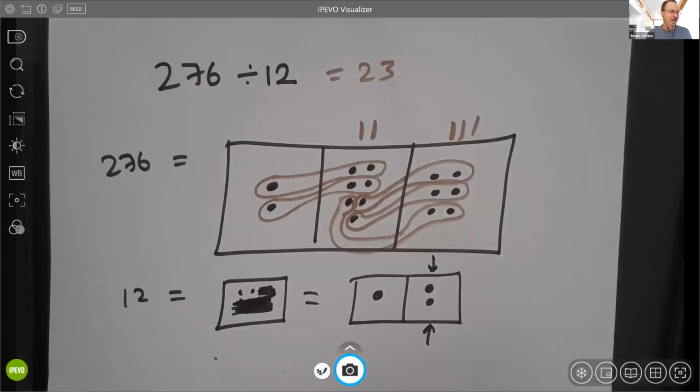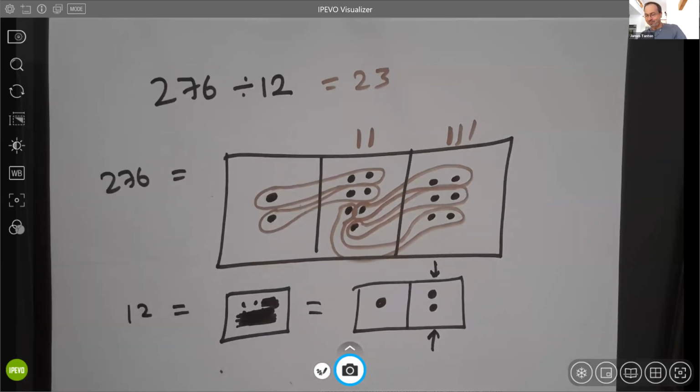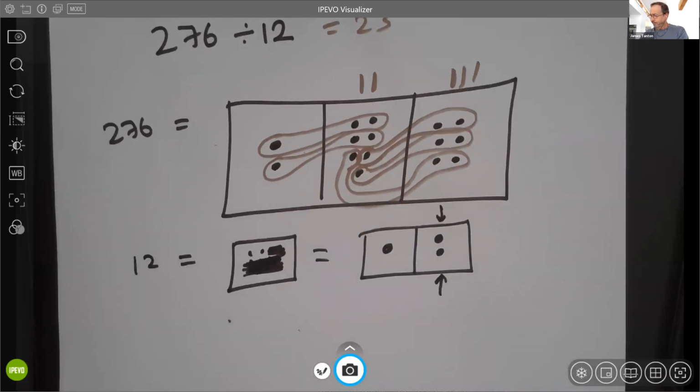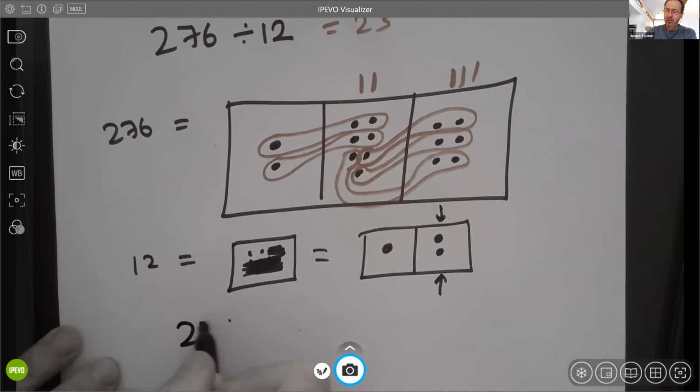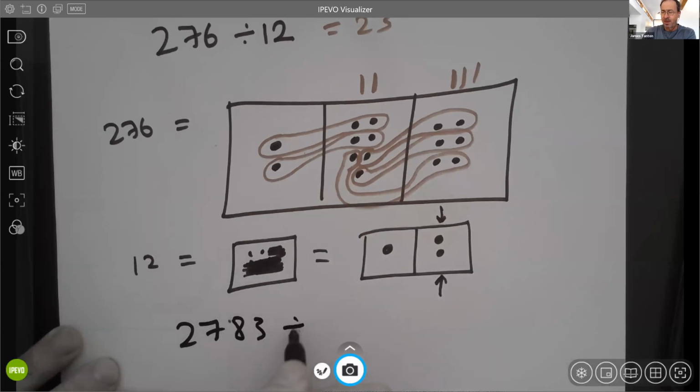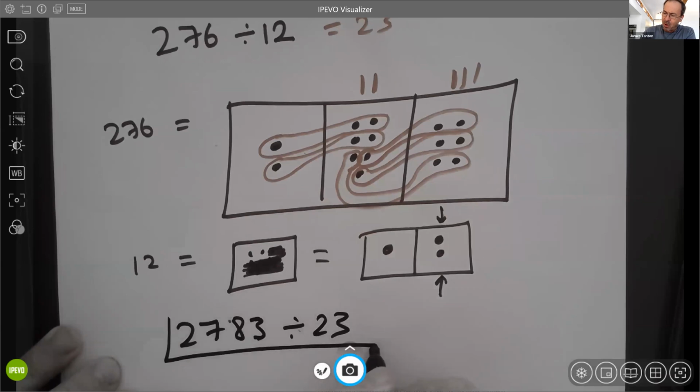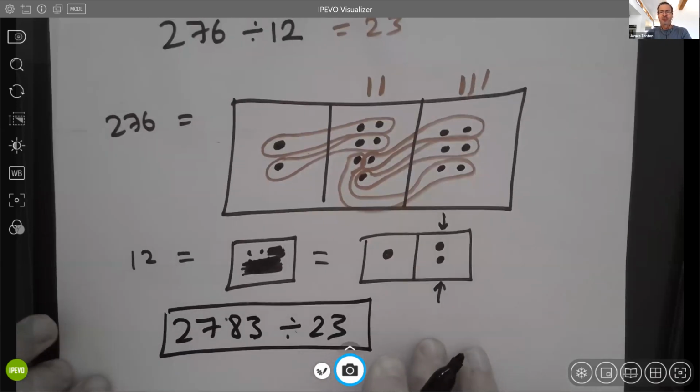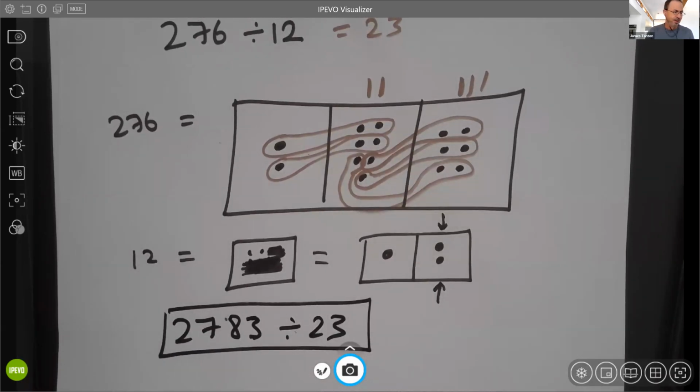Yep, it's 23. Wow, I love that. Okay, your turn. On your own, but I'll leave it on the board first. I would love to know what 2783 divided by 23 is. Can you draw me a beautiful dots and boxes picture of that one? 2783 divided by 23. I'll give us a moment and then I'll try it myself.